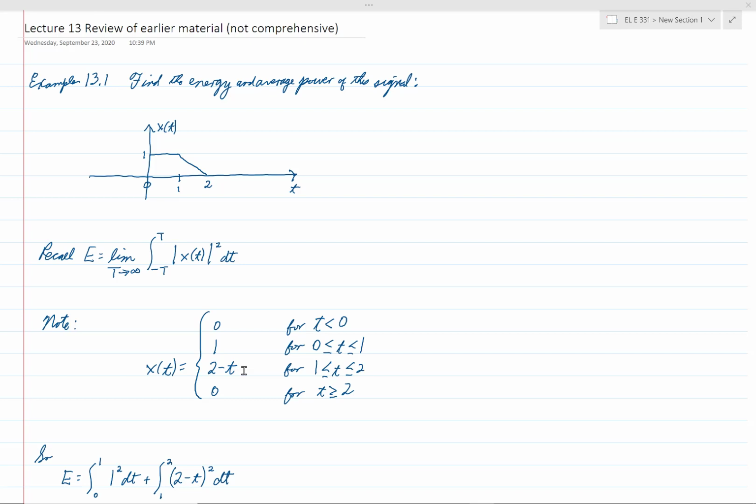You can see that that agrees because when t is equal to 1, we get 2 minus 1, which is 1. And sure enough, the point (1, 1) is the beginning of that sloped region. And on the other hand, when t is equal to 2, we have 2 minus 2, which is 0. And sure enough, (2, 0) is the end of that sloped region. So this looks like the correct expression for x of t.